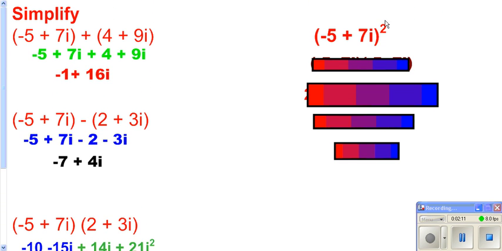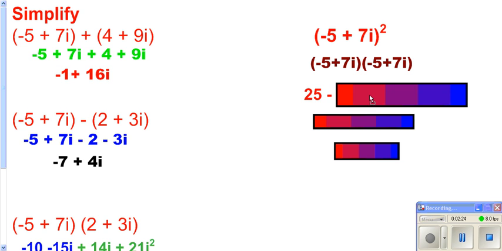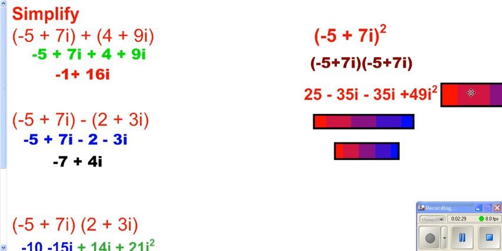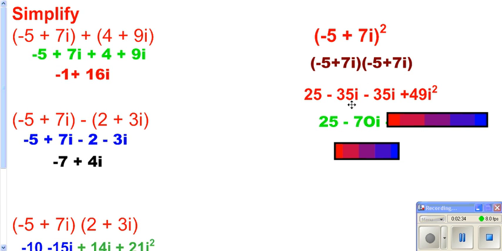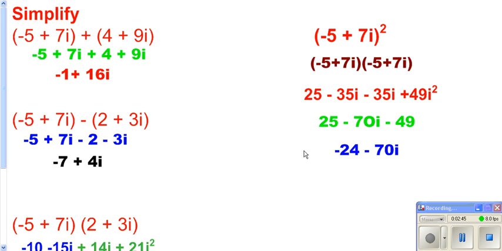Some of you may be tempted to just apply your 2 to each one of these and square each one, but you can't do that when there's a plus or minus. So you have to think about what squaring means. It means multiplying by itself, so you're going to have to FOIL that out. Multiply your first terms, outer terms, inner terms, last terms. -70i comes from here. Remember your i squared is a -1. So that 49 with your -1 becomes subtract 49. And so then we get -24 minus 70i.